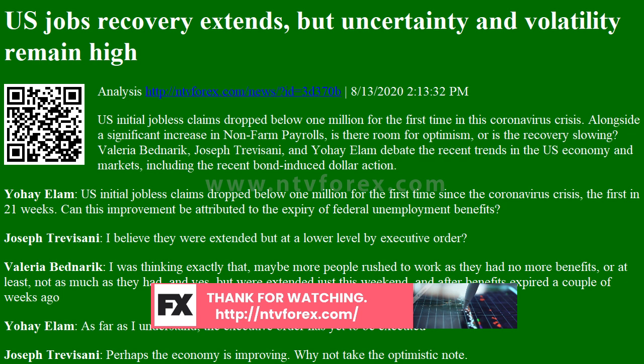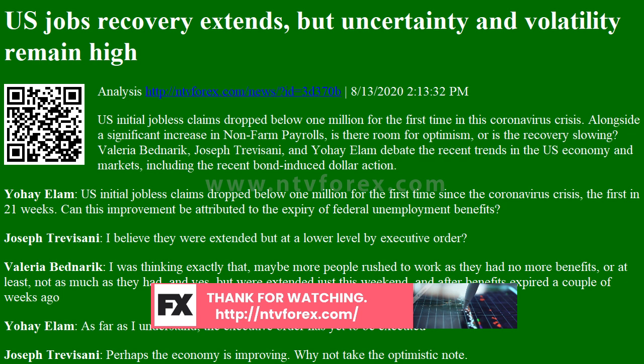Joseph Trevisani: I believe fatalities are falling too, except in Florida. Yohai Elam: Deaths dropped, but flattened again above 1,000 per day. Joseph Trevisani: True, I agree with the exhaustion. If claims continue to go down we might expect a strong August NFP.